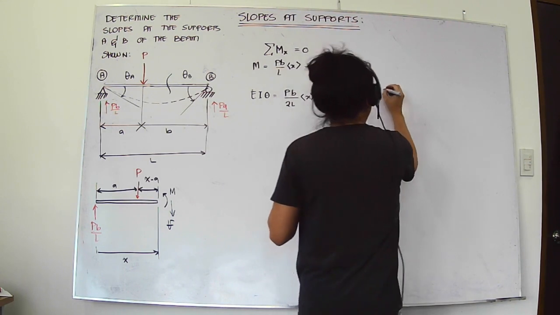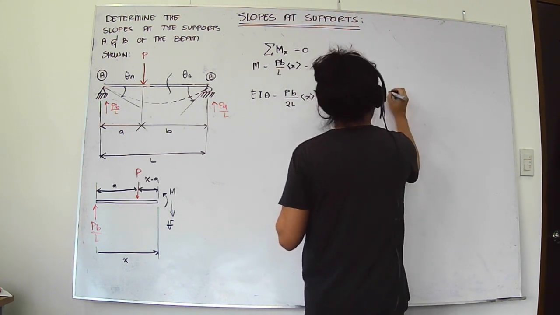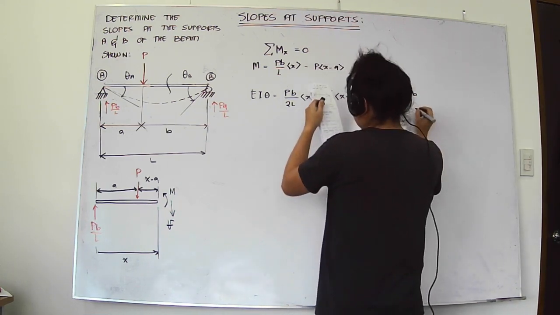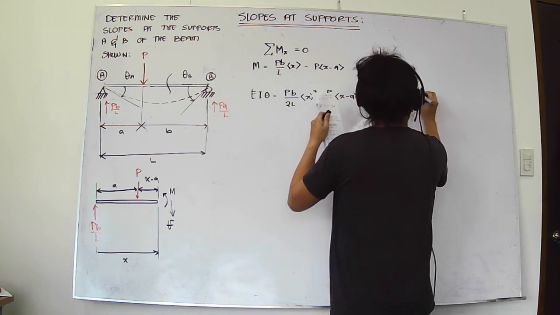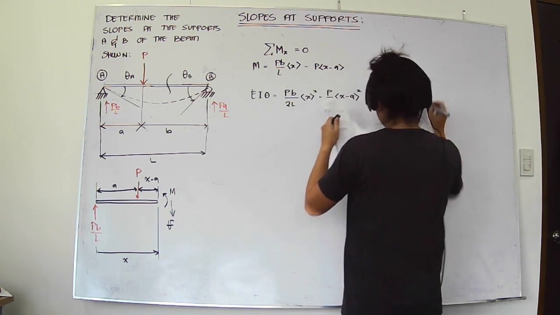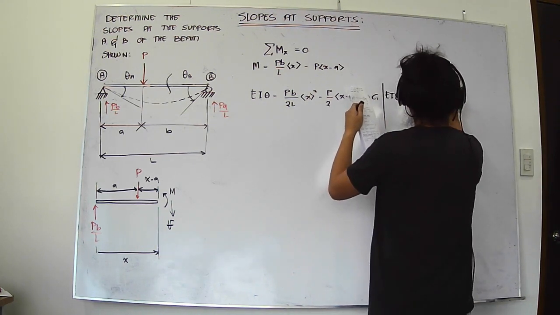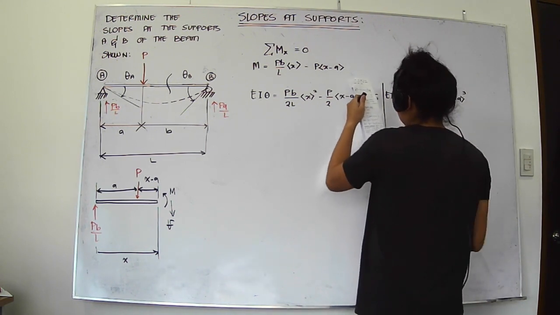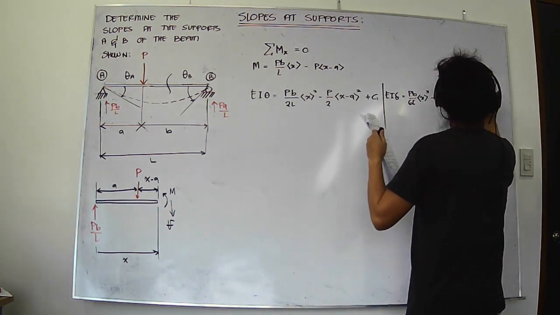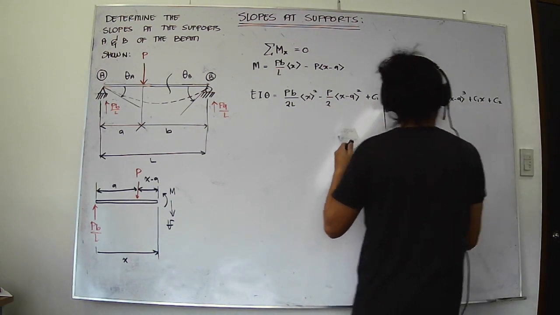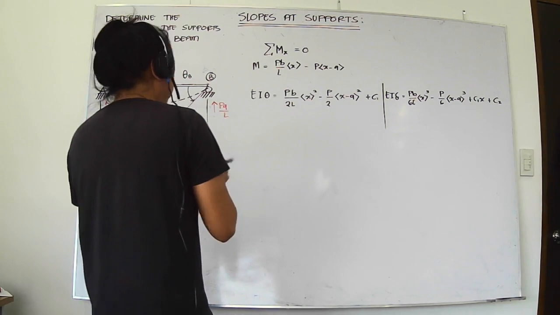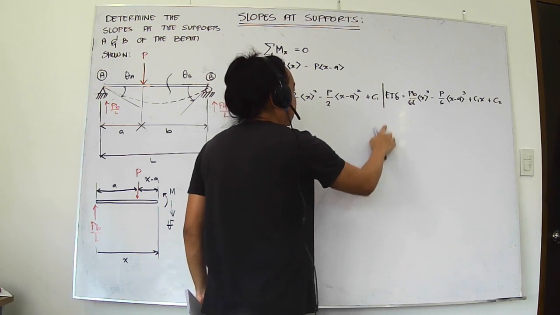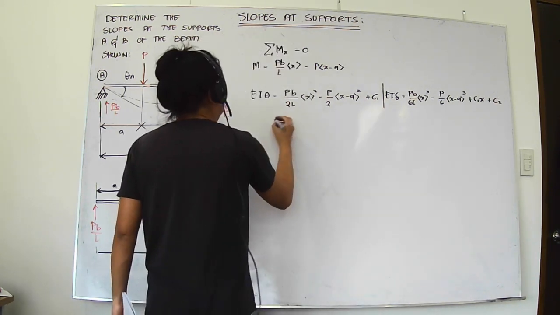Now, integrating again, theta to delta, that will result in delta: PB over 6L X cubed, minus P over 6 (X minus A) cubed, plus C1 X plus C2. Okay, so those are the integration constants. Now we have those, we can proceed to boundary conditions.